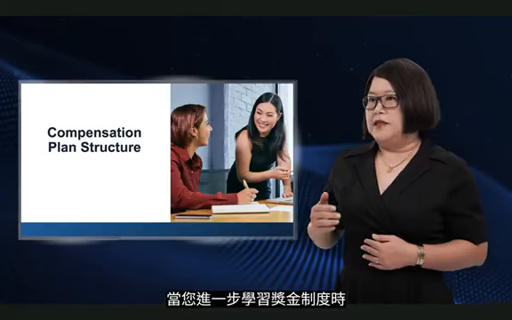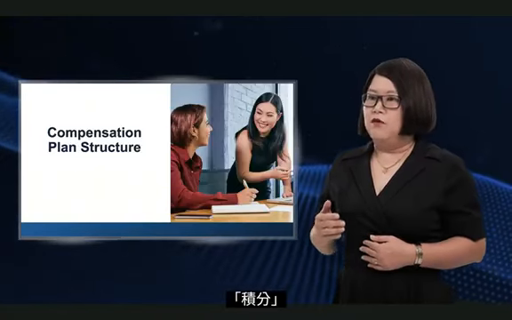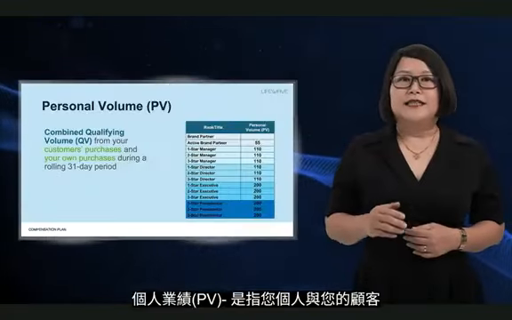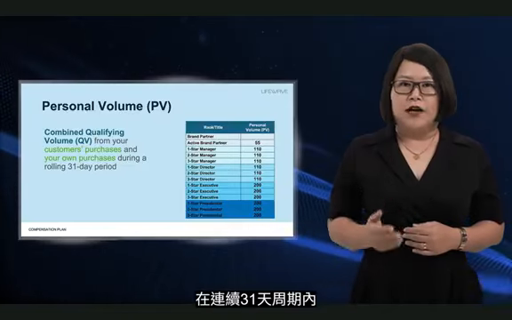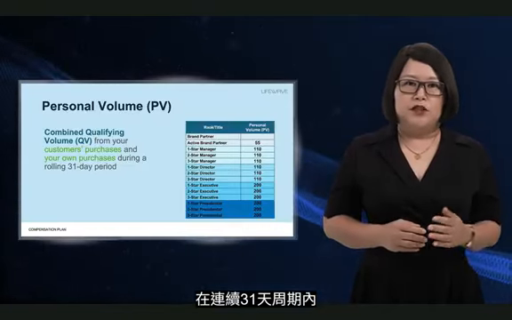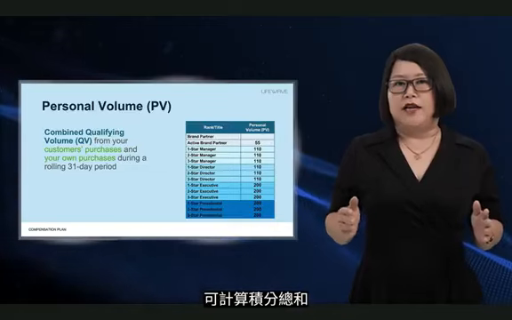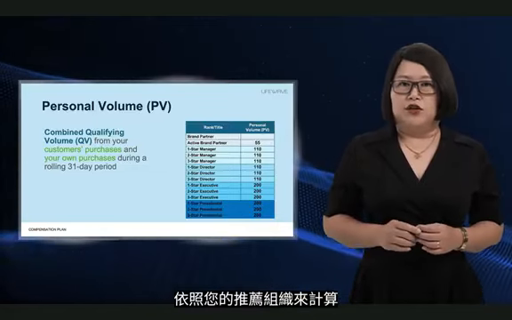As you learn about the compensation plan, you will hear the term volume. Personal volume. This is the combined qualifying volume from your customers' purchases and your own purchases during a rolling 31-day period, based on enrollment tree.